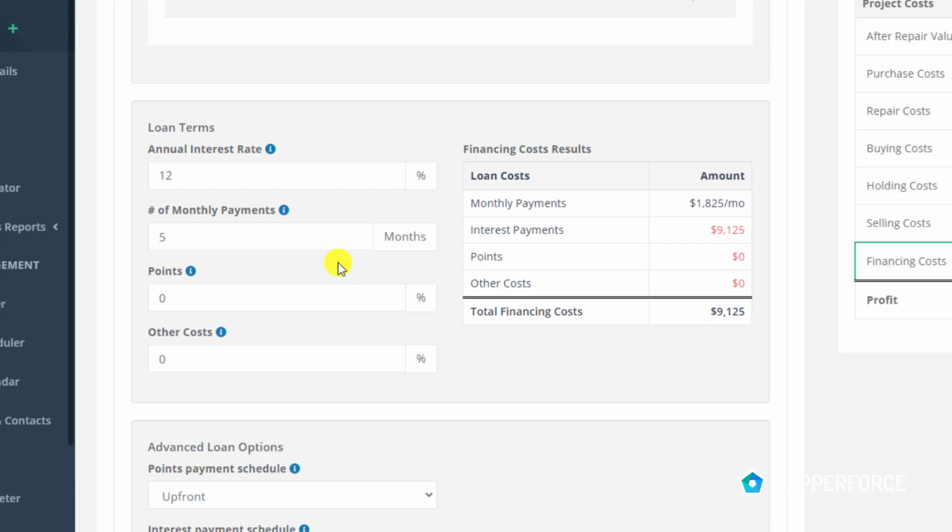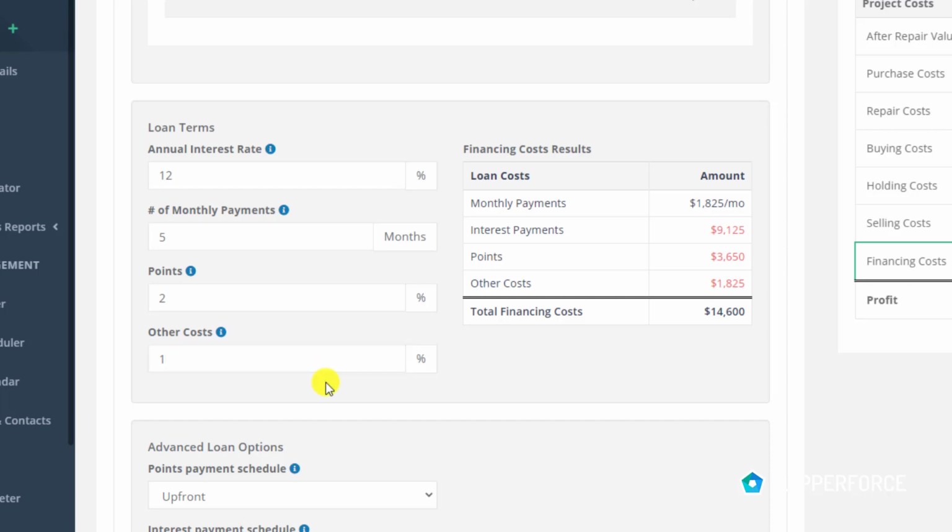The next item to set up are the loan points, which are basically just fees that you'll pay to the lender up front at closing. Generally, a lender might charge somewhere between 2 to 3% of the loan value up front for points. And then the final item on the list is other costs. So some lenders may charge other miscellaneous underwriting fees, closing costs, and rehab draw inspections that may amount to another 1% of the loan amount.